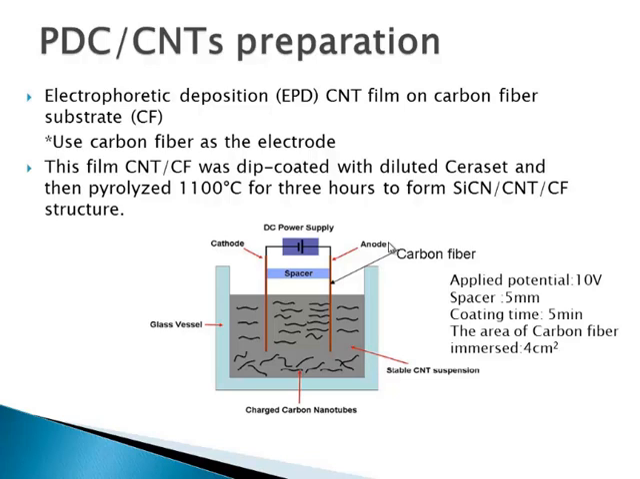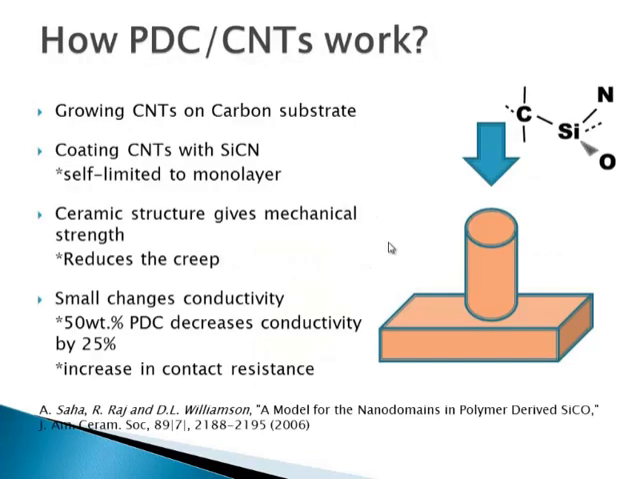So how it works is that we have a substrate that is carbon fiber. Then we grow carbon nanotubes on it. And then we coat it with semiconductor ceramic. Obviously it has a clear mechanical advantage because you are coating with a ceramic, so it can stand mechanically. It is giving it strength. And the interesting thing is that it is limited to a monolayer, so you don't need to do anything extra. Itself, it is limited to a monolayer.